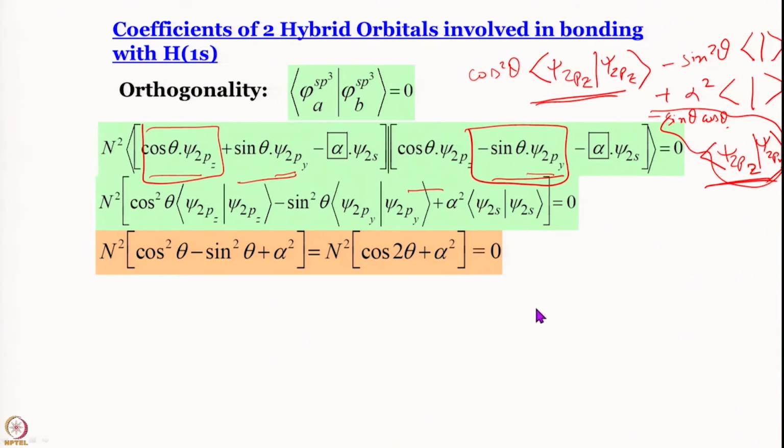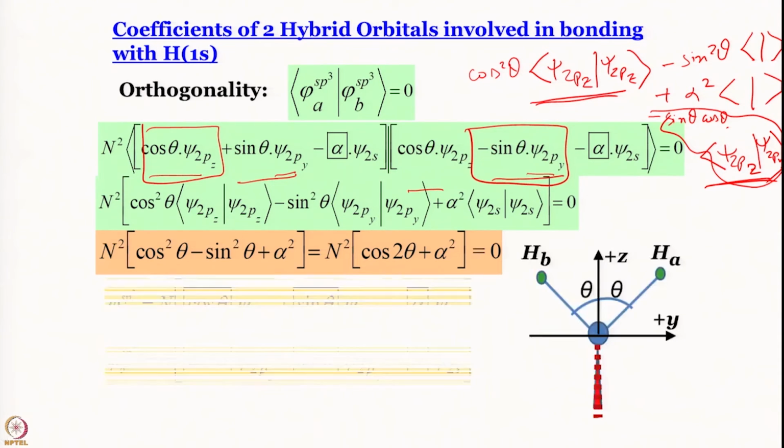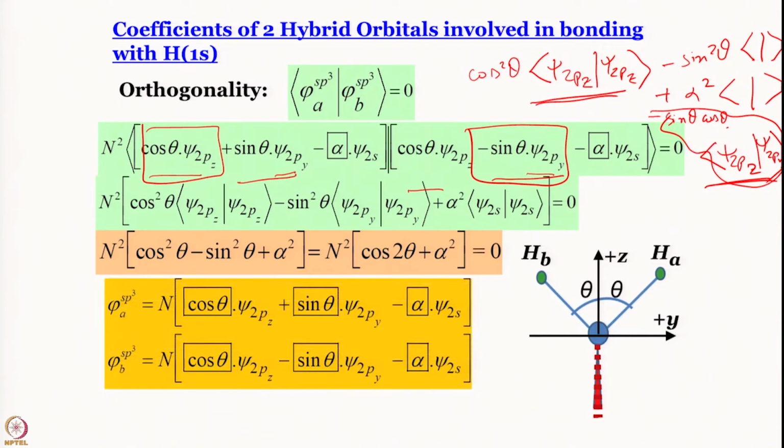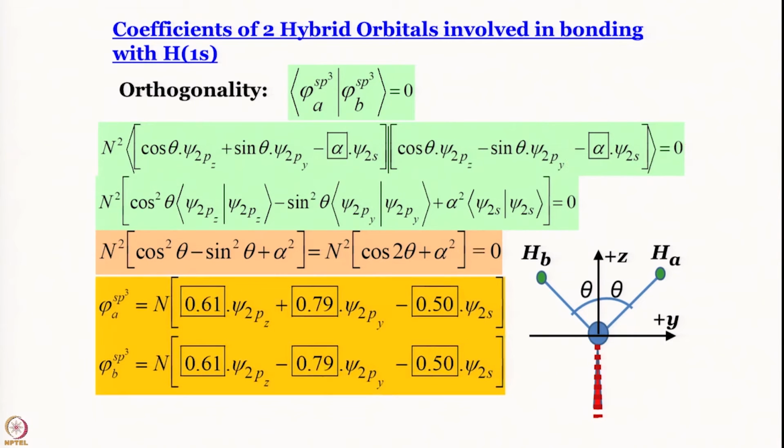We equate cos 2 theta plus alpha square equal to 0, and we know that 2 theta is equal to 104.5 degrees. So, we might as well substitute the value of cos 2 theta here and find out the value of alpha. Is that clear? You are going to get alpha square equal to minus cos 2 theta. So, when you substitute that, this is what you will get.